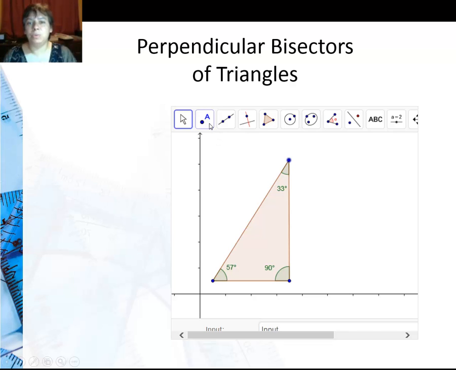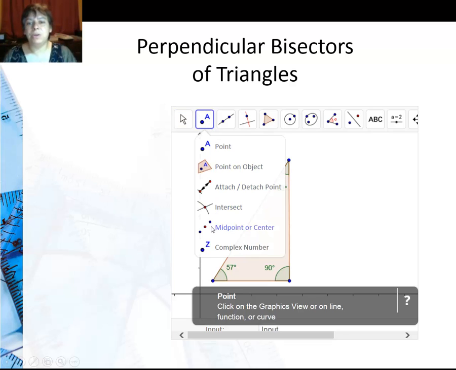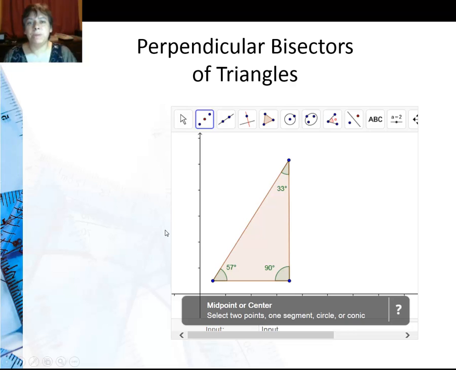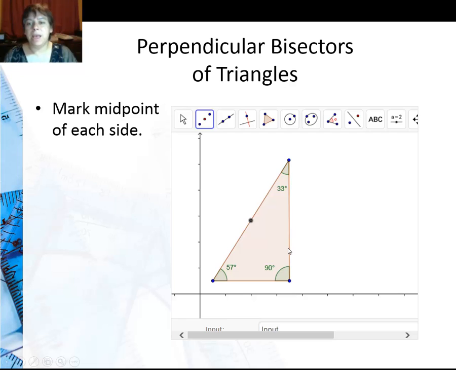This is GeoGebra, and if you notice here, I can select the option to do a midpoint. So one of the things I'm going to do is mark a midpoint or center on each of these sides. So I just have the midpoint tool, click, and even if I'm on the edge, it still finds the midpoint, which is pretty cool.